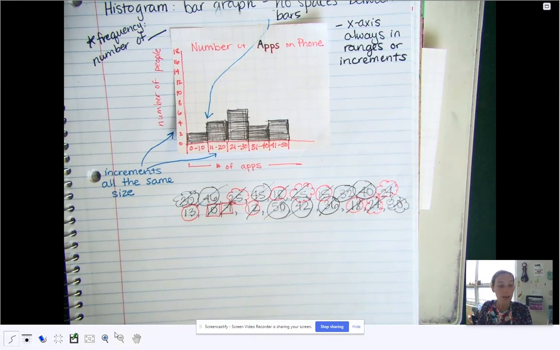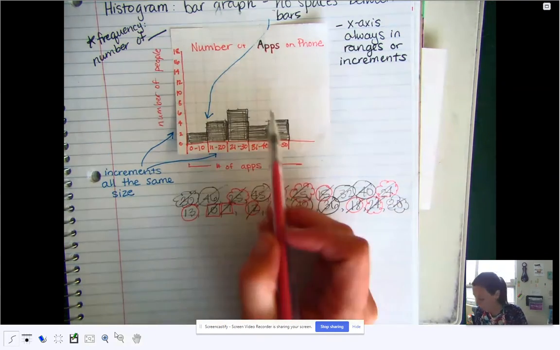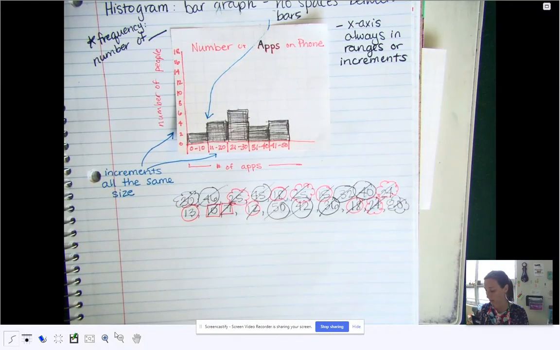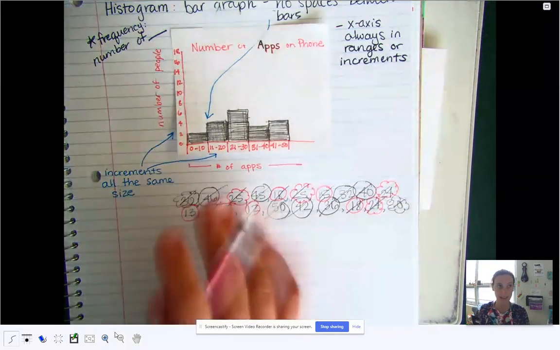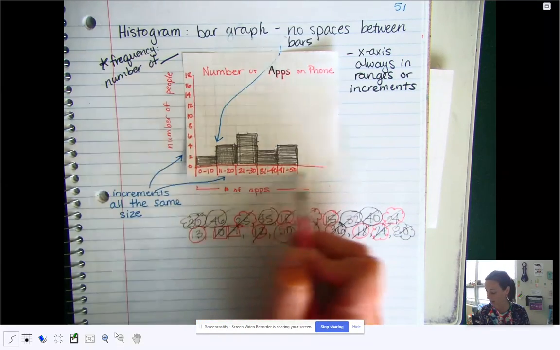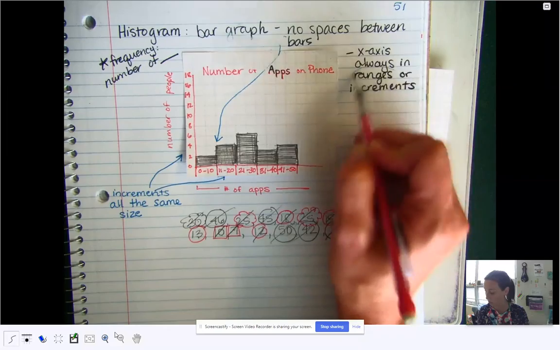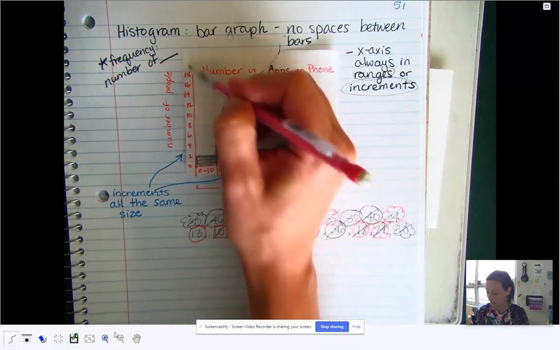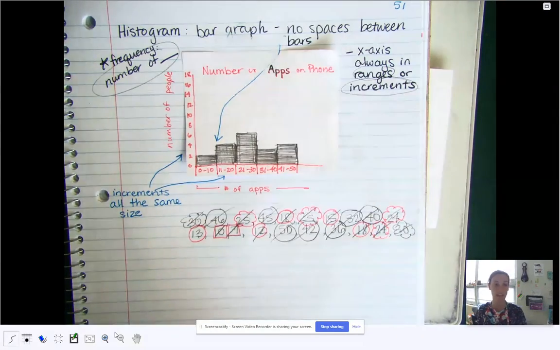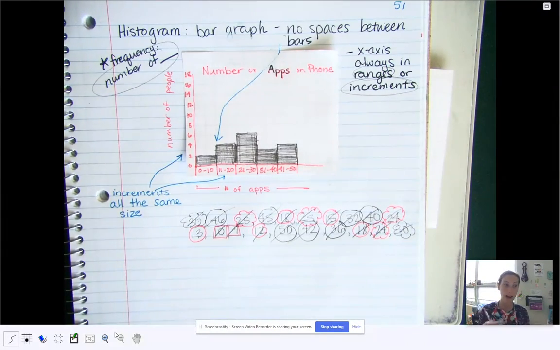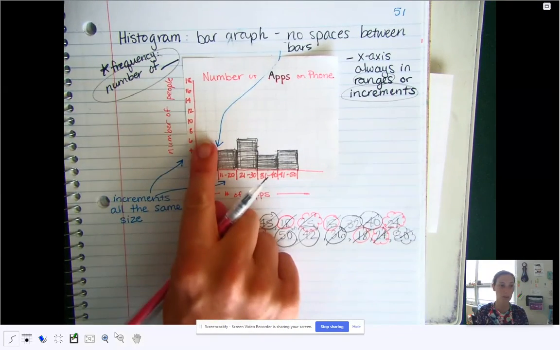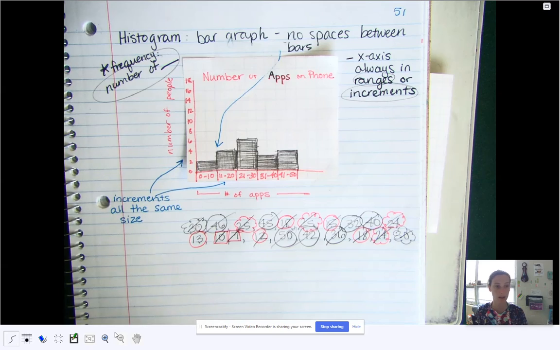We can say how many people had more than 30 apps on their phone. And there's 3 in this column and 4 in this column. So 7 people had more than 30 apps. So this, again, is a histogram. It is a bar graph where the x-axis is always in increments or ranges, where the y-axis is always measuring the number of something, the number of people that fit in that range, or the number of objects that fit in that category. And we make sure there are no spaces in between the bars.